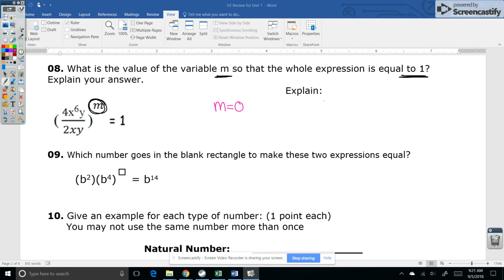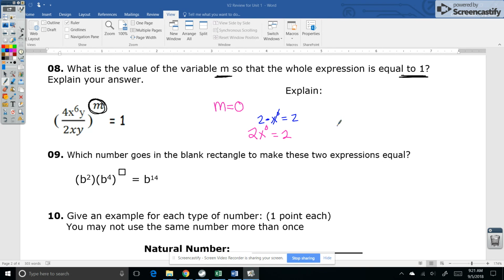Now, we can't always just jump to conclusions and assume that because we see a 0 exponent, the whole expression is 1. If we saw this, it would not be equal to 1. This would be equal to 2. Kind of like what we talked about in the first problem. This 2 is not being taken to the 0 power, only the x's. This is actually written 2 times x to the 0. So this part's 1, so my answer would be 2.